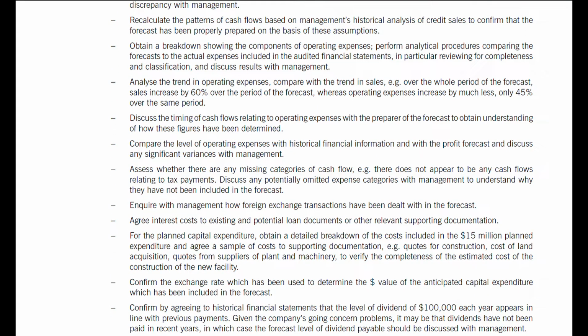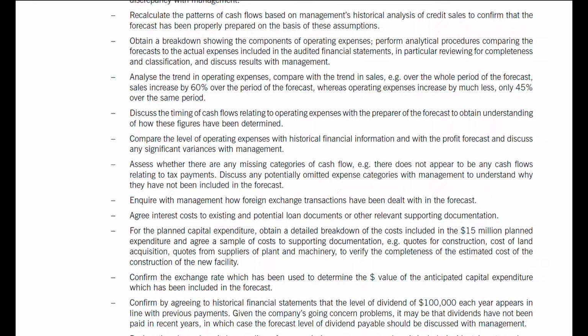Analyze the trend in operating expenses compared with the trend in sales. Over the whole period of the cash flow, sales increased by 60% over the period of the forecast, whereas the operating expenses increased by much less, only 45% over the same period. Discuss the timing of the cash flow relating to operating expenses with the preparer of the forecast to obtain an understanding of how these figures have been determined. Compare the level of operating expenses with historical financial information and with the profit forecast, and discuss any significant variance with management.